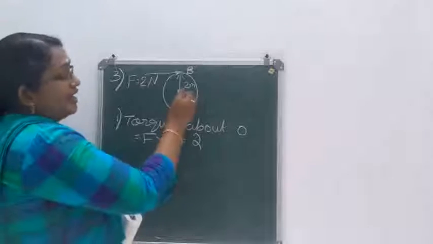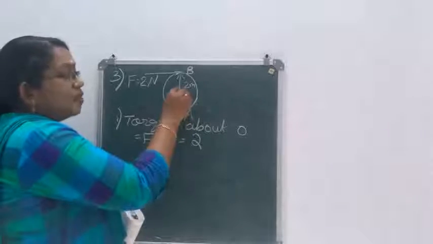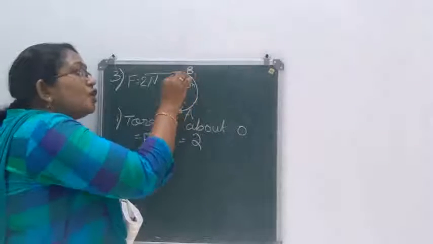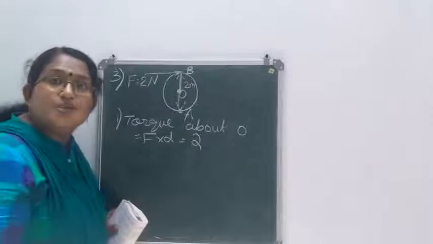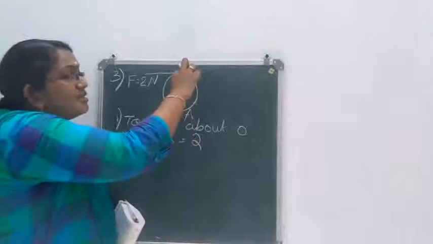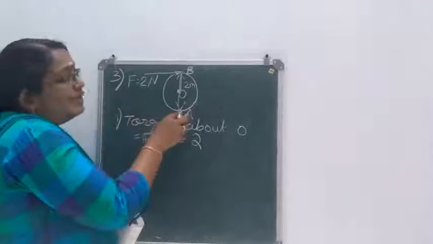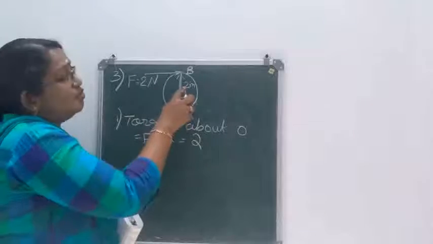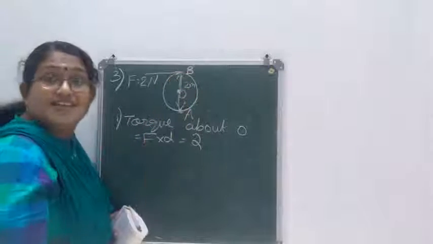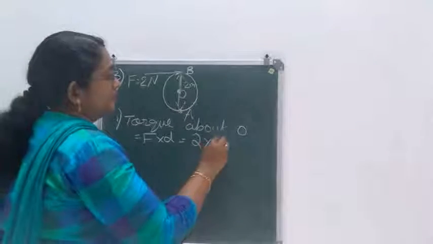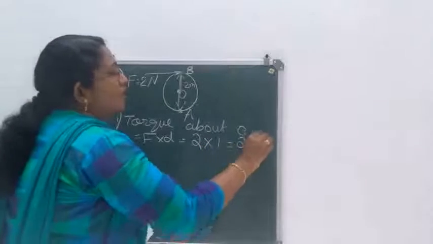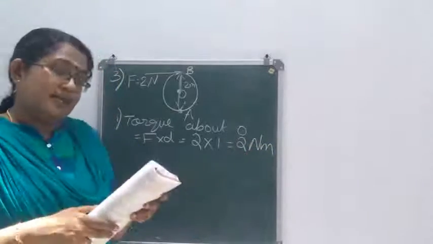We are asked to calculate the torque about the point O. So I need the distance between O and the point where the force is exerted. So this distance is required. The total diameter of the circle is 2 meters. So what is the radius? This is actually the radius, isn't it? So how much is the radius? It is 1 meter. So the torque will be 2 Newton meter.